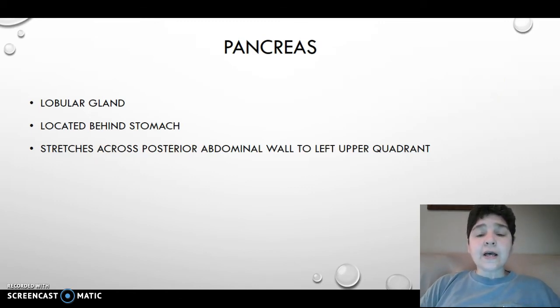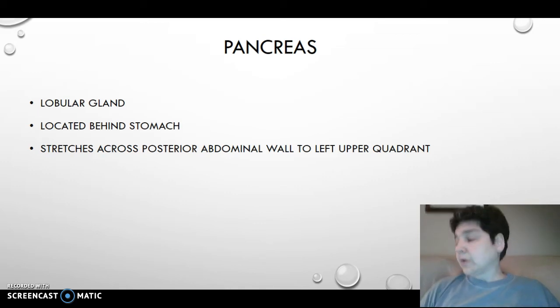The pancreas, you can also see this on page 539 as well. The pancreas, it's made of lobes, so it is a gland and it has different lobes, so we call it a lobular gland. It's located behind the stomach. It stretches across that posterior abdominal wall, so the back of the abdominal wall, and it extends into the left upper quadrant. Now, I'll be talking about quadrants and regions in just a little bit here in this lecture.